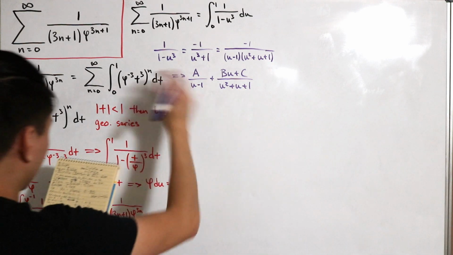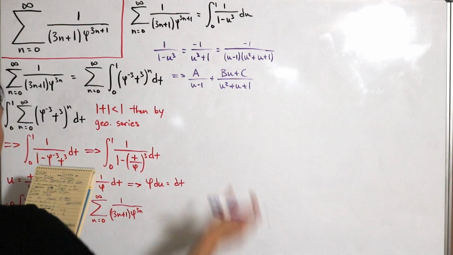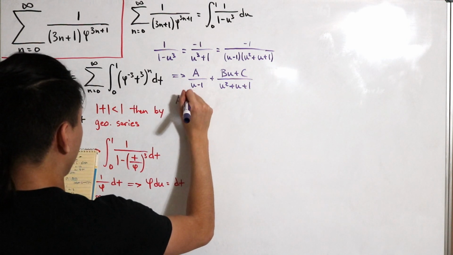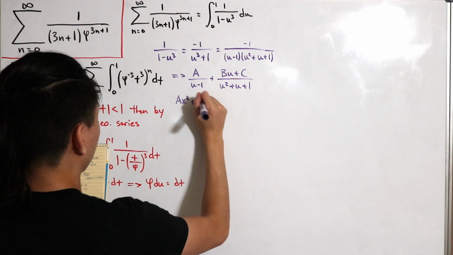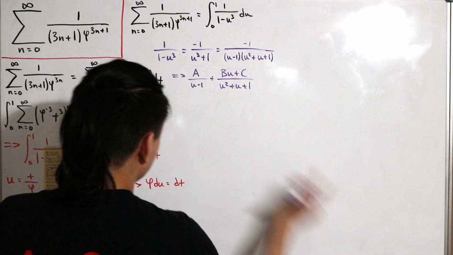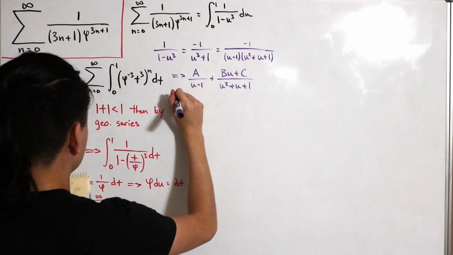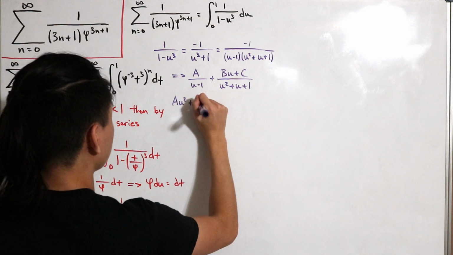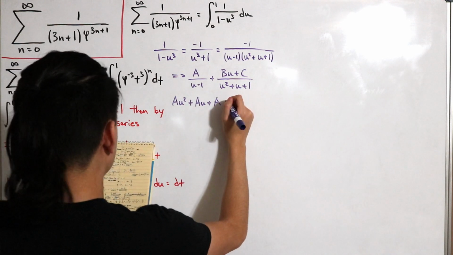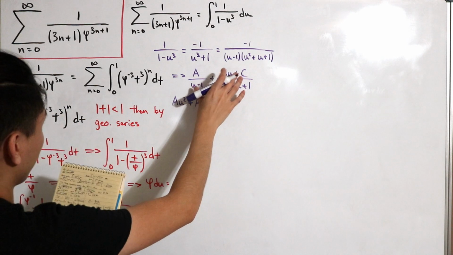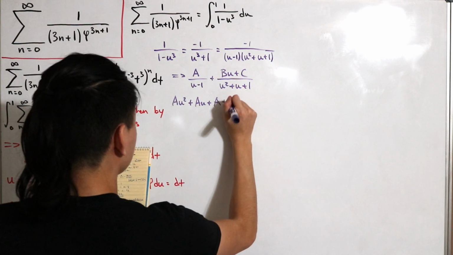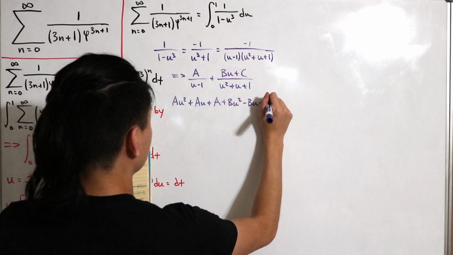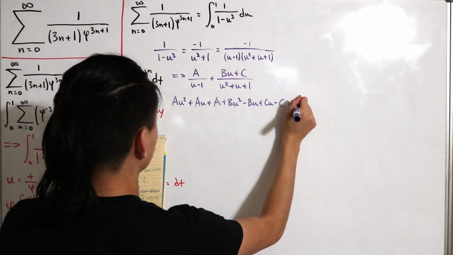Alright, so just do some cross multiplication to find our constants A, B, and C. Sorry, my notes were written in terms of x, so I'm going to get a little mixed up. This will be A u squared plus A u plus A. Then doing the FOIL method from here, we get plus B u squared minus B u plus C u, and subtract C, equals negative 1.